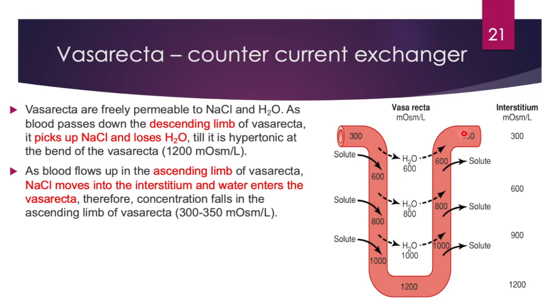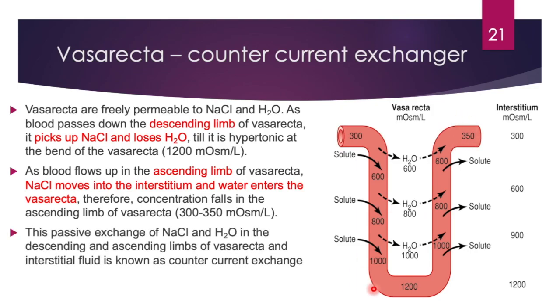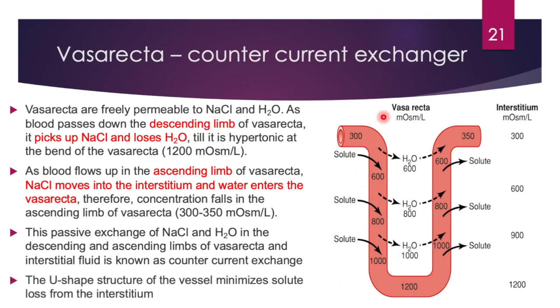This passive exchange of sodium chloride and water in the descending and ascending limb of vasa recta as well as in the interstitium is known as countercurrent exchange. The U-shaped structure of the vessel minimizes solute loss from the interstitium.